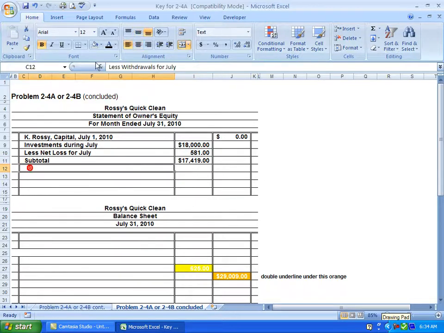Also, withdrawals are decreased to capital. The owner took out $700 in drawing. So we're going to also have to subtract. So less is like saying I'm going to subtract this. So we started off at 0. If we subtract the drawing from the subtotal here, we're going to get this much of an increase overall for the month of July.